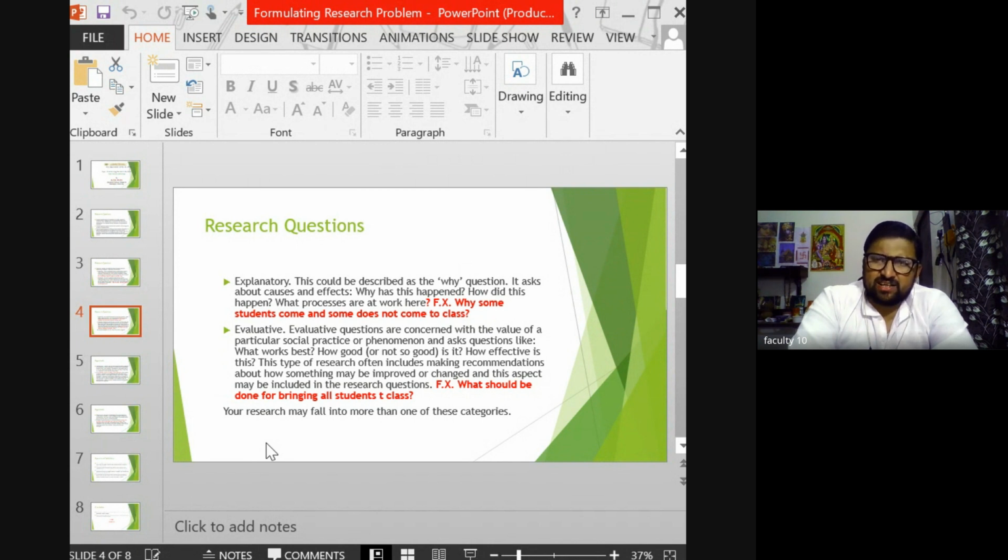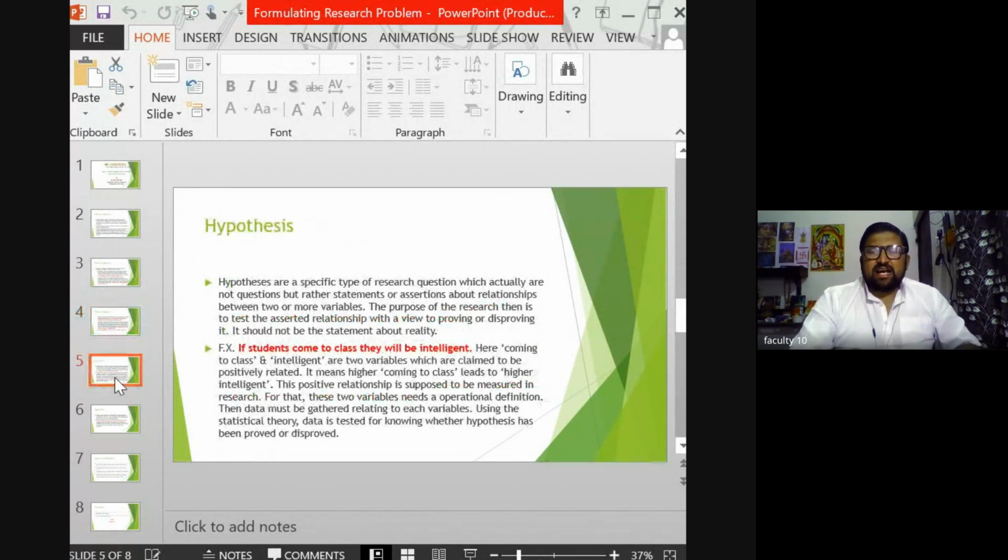So as a researcher, your job is to explore. As a researcher, your job is to describe. As a researcher, your job is to explain. And as a researcher, your job is to evaluate. But to what? To the social and political phenomena. So as a political science student, our phenomenon is the state. Remember, whatever research you are doing, if you are not connecting it to the state, then we cannot say that the research belongs to political science.